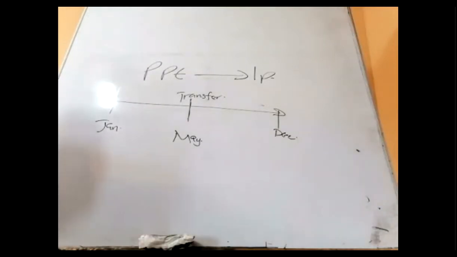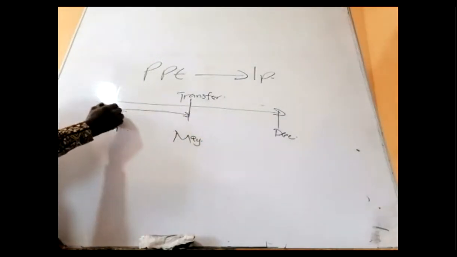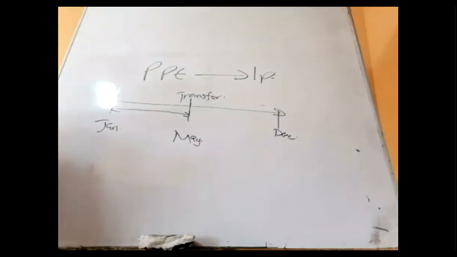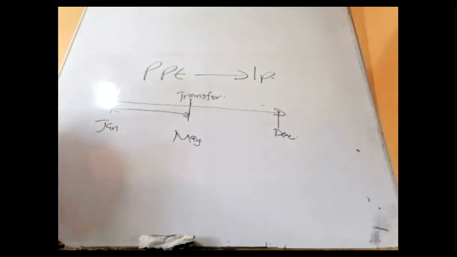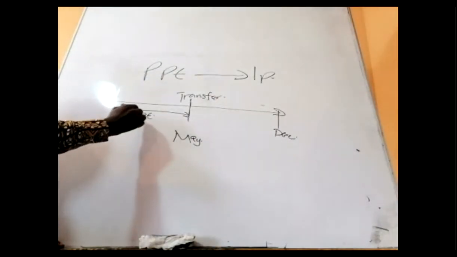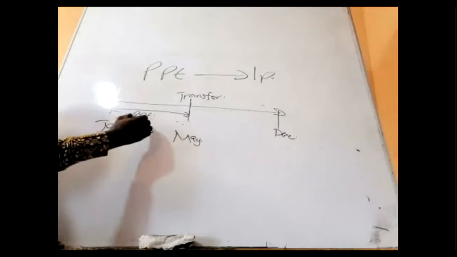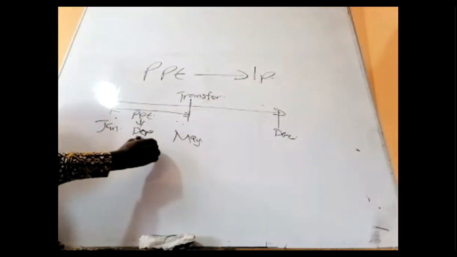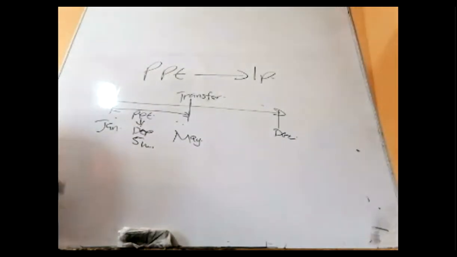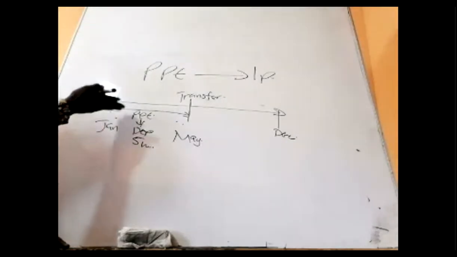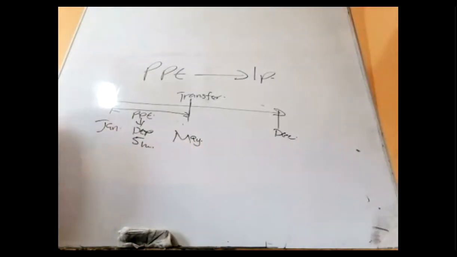Now, look at the steps carefully. Between January and May of the same year, the building was PPE. It was PPE until the transfer took place, so it must be depreciated for this period. From here to here, May, is 5 months, so charge 5 months depreciation. If it is 6 months, charge 6 months depreciation. So it is the number of months within that year before you make the transfer.